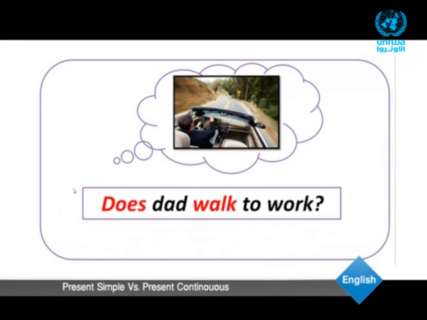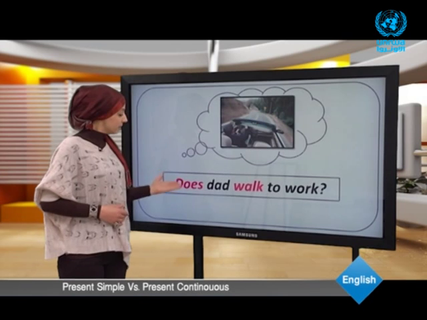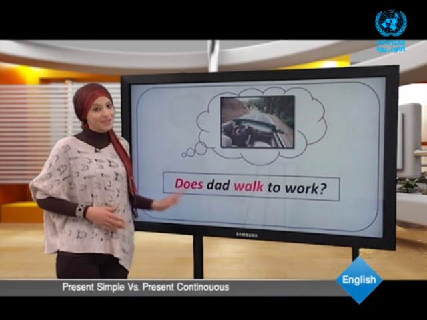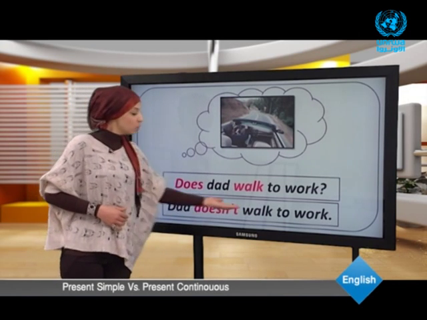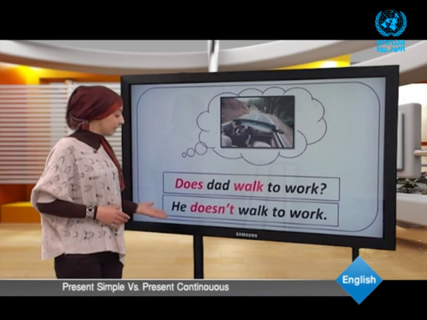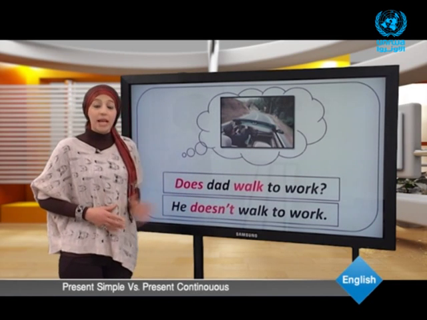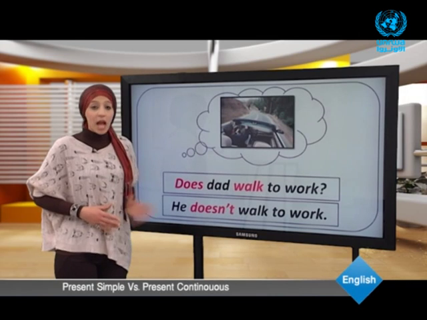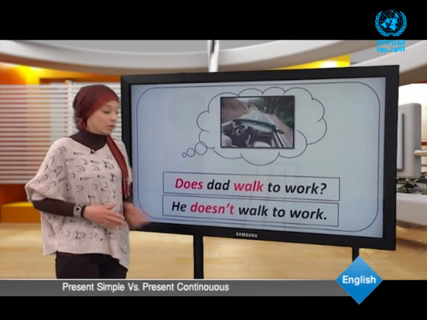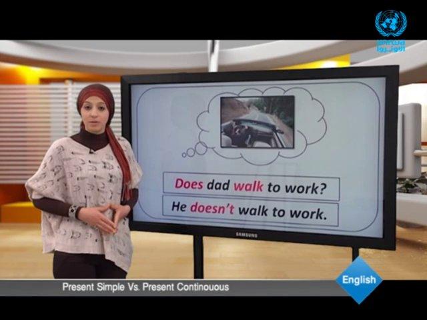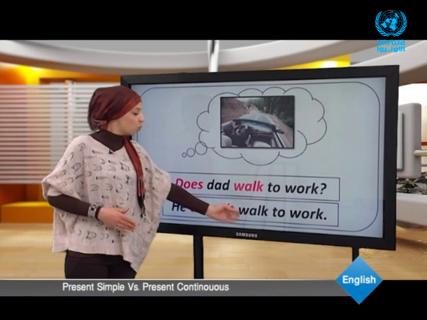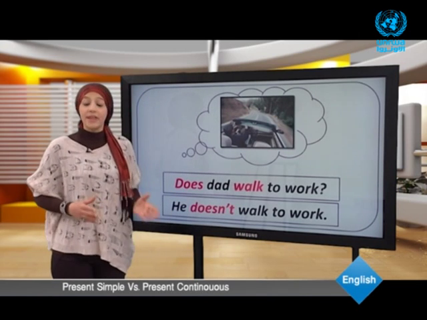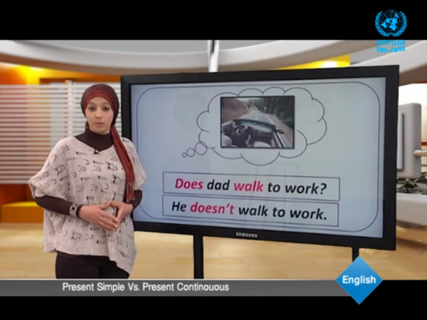Let's move to another question. Does Dad walk to work? No, he doesn't walk to work. Dad doesn't walk to work. Or we can say, he doesn't walk to work. Also, it's a negative sentence. How do we negate a sentence in the present simple with the third singular pronoun? We add doesn't before the verb. He doesn't walk to work. Or the nurse doesn't work in a school.